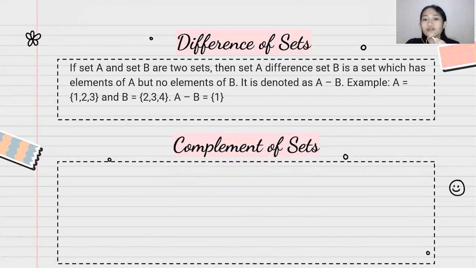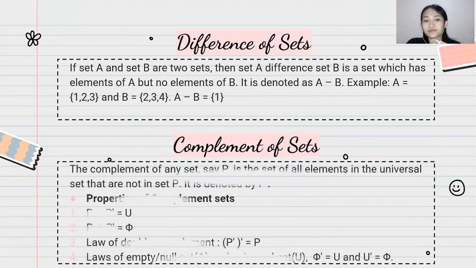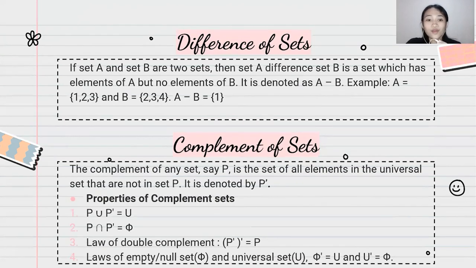Okay, complement of sets. The complement of any set, say P, is the set of all elements in the universal set that are not in set P. It is denoted by P accent like this.